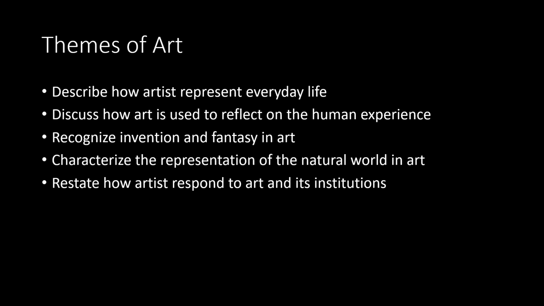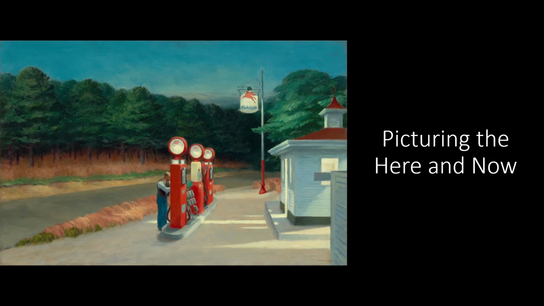So in this chapter we will discuss the themes of art and we will learn how to describe how artists represent everyday life, discuss how art is used to reflect on the human experience, recognize invention and fantasy in art, and characterize the representation of the natural world in art, and restate how artists respond to art and its institutions. So these are the topics that we did not get to look at from the last chapter. So yeah, let's dive in.